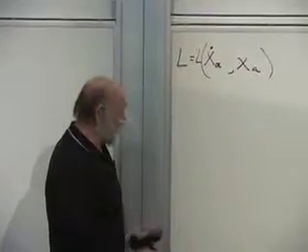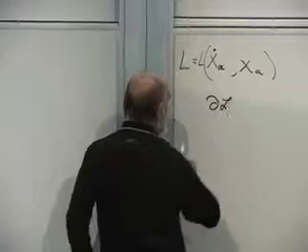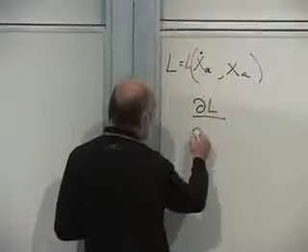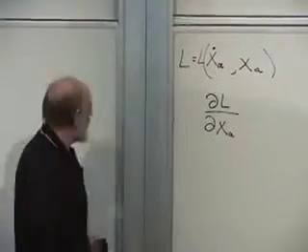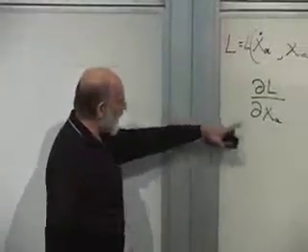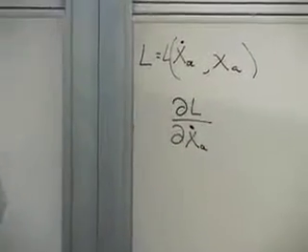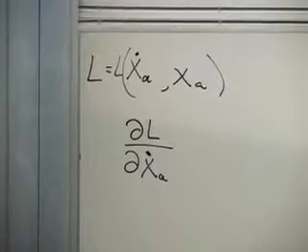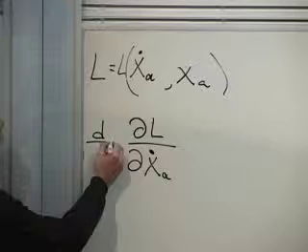Let me just remind you what the Euler-Lagrange equations are. They say first differentiate the Lagrangian, L, with respect to the velocity of the a-th coordinate, not a-th as in 1, 2, 3, 4, but a as in little a. You take the Lagrangian and differentiate it with respect to the derivative of the coordinate. In this case, there's only time derivatives. Then you differentiate that with respect to time.